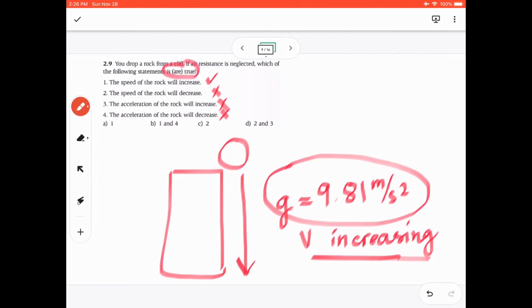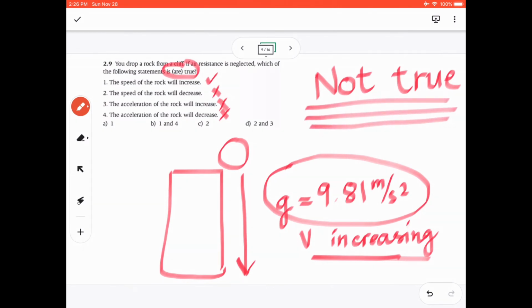It is true. Now be careful if the question asks you which one is not true, or which one is true, which one is false. You have to be careful about these types of questions. Okay, so the answer here is A.